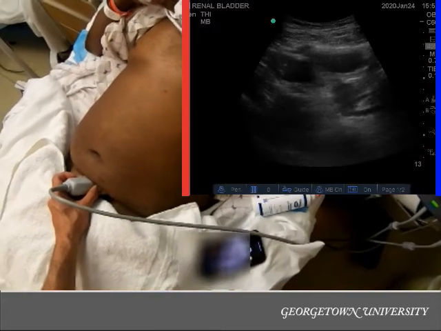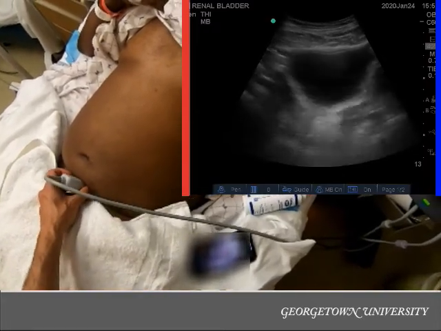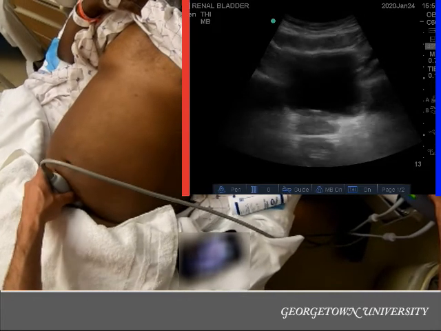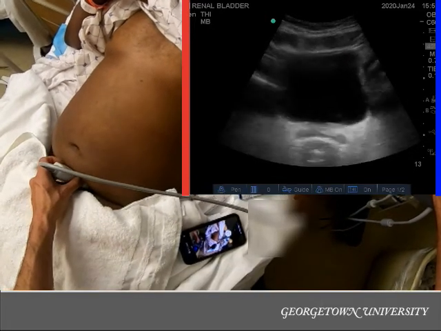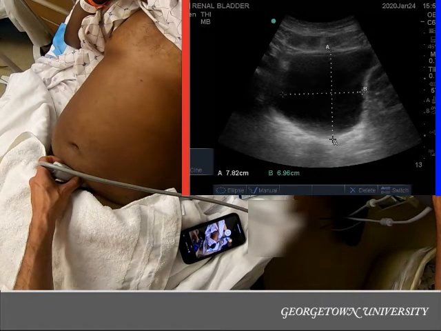Sweep through the bladder in transverse, just above the pubic symphysis. In this example, we see not just the bladder, but the prostate and the rectum. In females, you may see the uterus. Pause at the largest bladder you can find and measure the height and width.